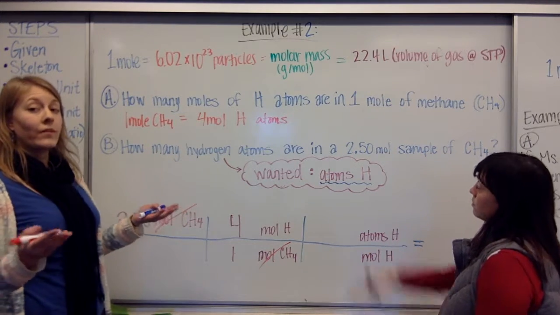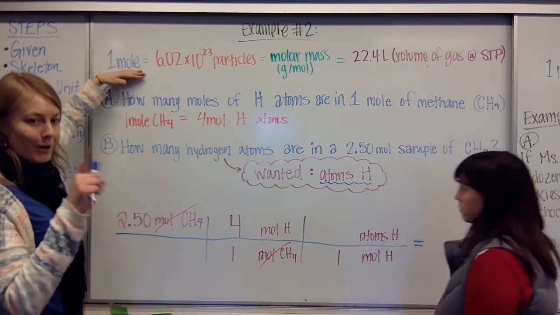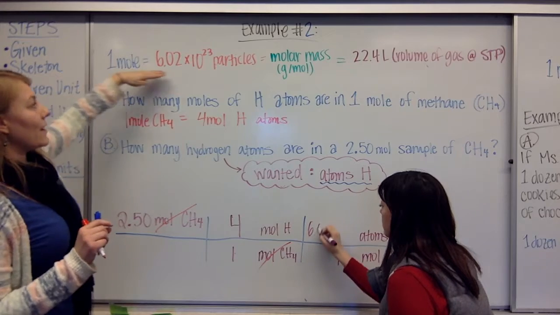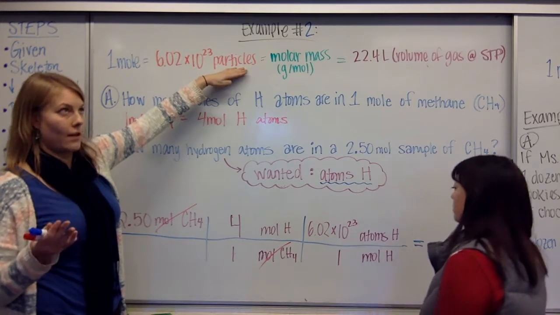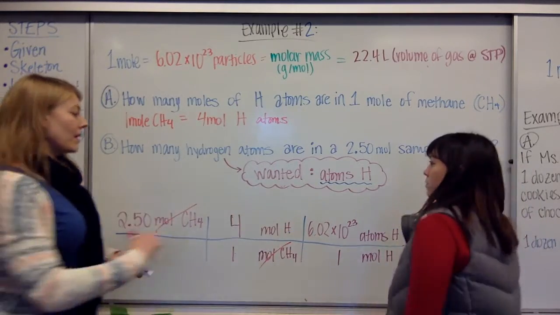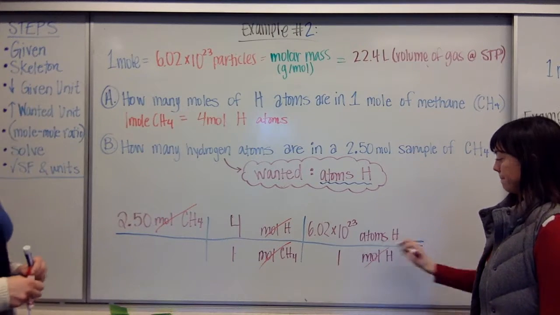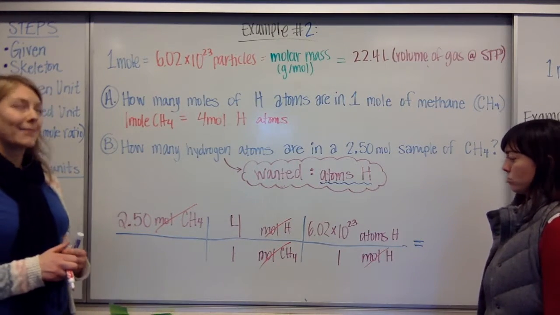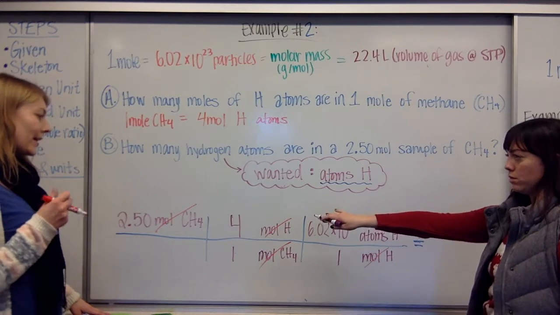Now we need it from our equivalency statement, right? Here's our equivalency statement. How many moles? 1 mole. How many atoms? Remember, particles can be atoms, molecules, or formula units, or ions. 6.02 times 10 to the 23rd, okay? Our moles of hydrogen cross off, and the unit that we're left with is atoms of hydrogen. All right?